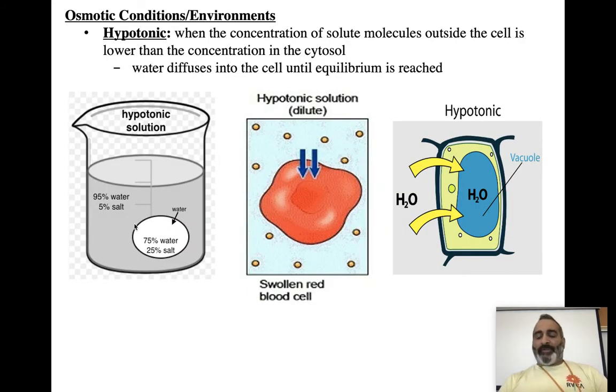Now, there's three kinds of osmotic conditions or environments that exist. The first one is called hypotonic. Here are some pictures that describe it. This picture describes a hypotonic solution. So pretend this is a cell sitting in a solution.